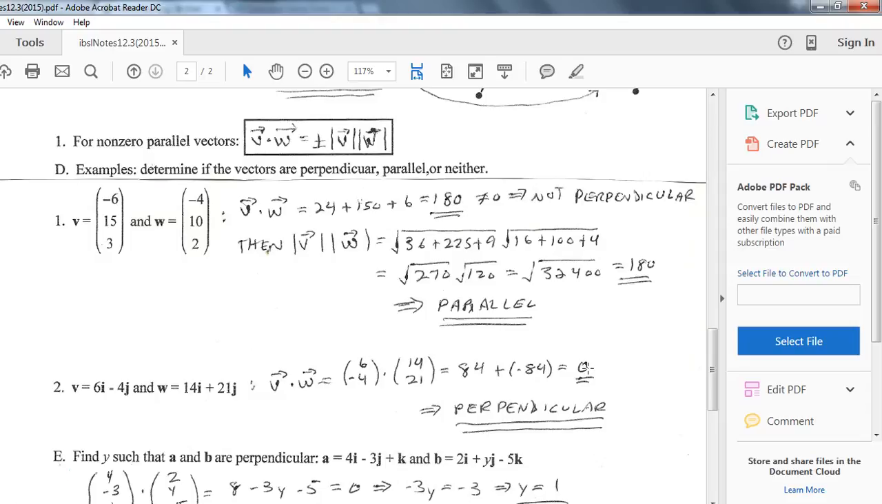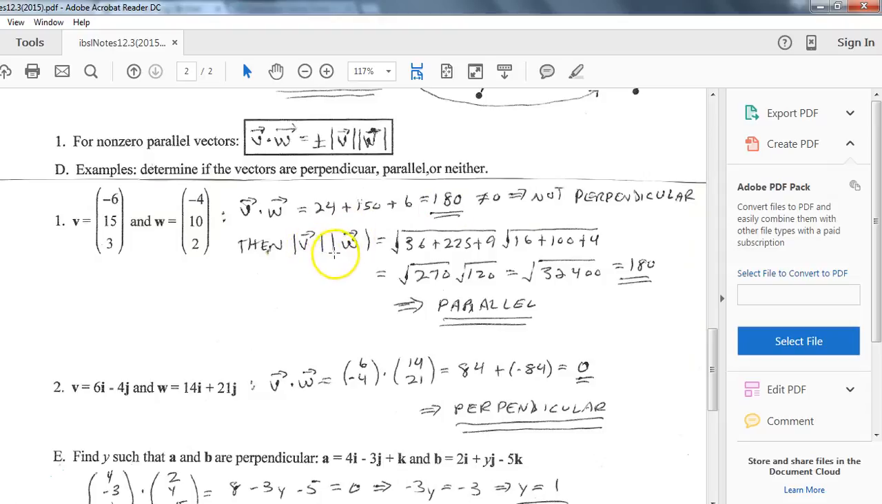But if it's not 0, then it could either be parallel or neither, and so I have to determine which one of these I have. So notice for this one, we just started with the dot product, figured out that it's not 0, so these are not perpendicular, so now I'm checking, okay, well, are they parallel or are they neither? And there's two ways to determine this. The longer way is with the formula.